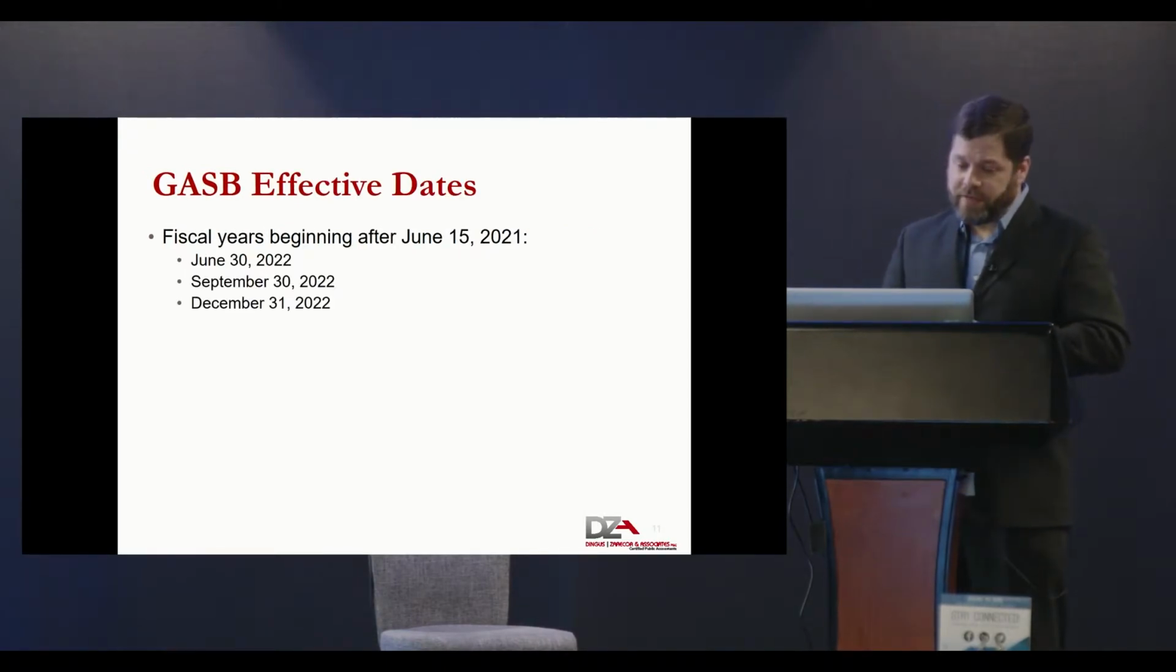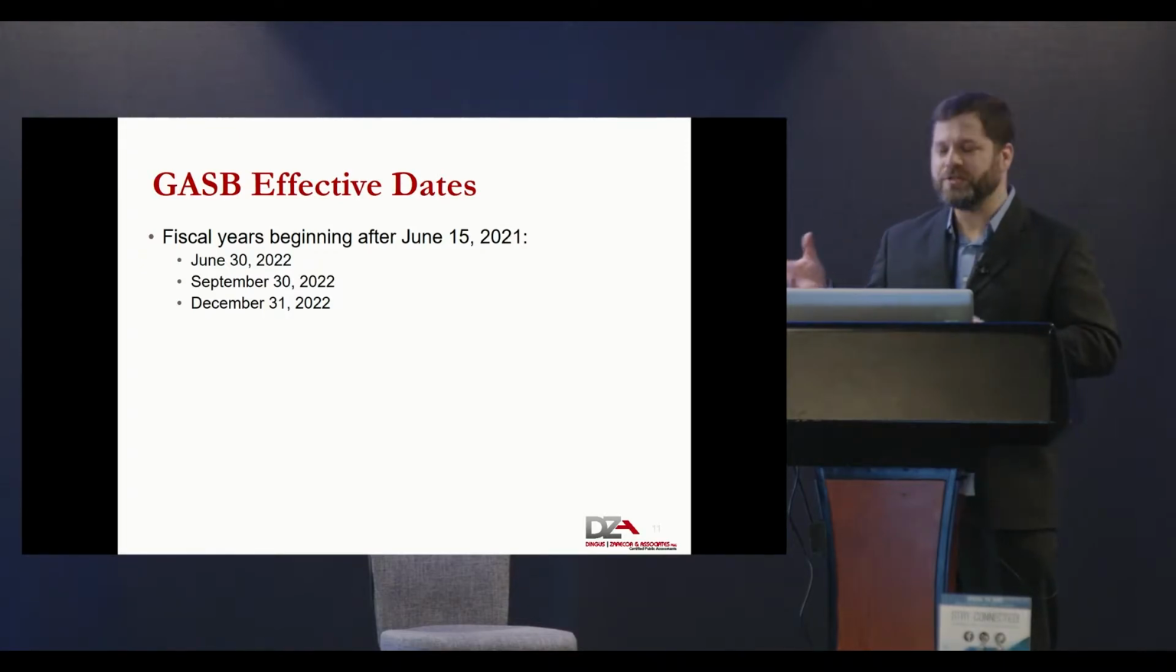Okay. Key thing, the effective dates. If you are a government, that's also another key difference, the effective dates. Government, it is coming sooner. If you do have a non-calendar year end, June 30, 2022, that's the first ones that this is effective for, and then September 30 and December 31st. While FASB, it's a little later. December 31, 2022 is the first ones it's effective for under the FASB side, the non-government side.